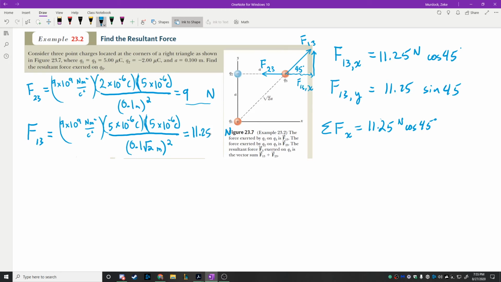So I need to subtract F23, right? So minus 9 newtons. And then if we add up the forces in the y direction, we're going to get just 11.25 sine 45. What do you guys get for these numbers?